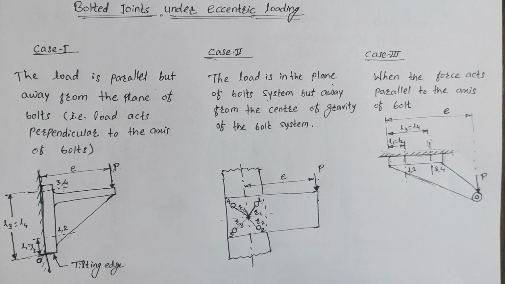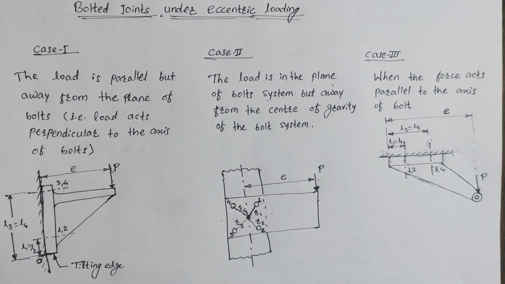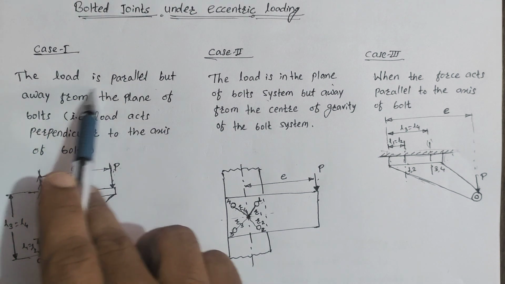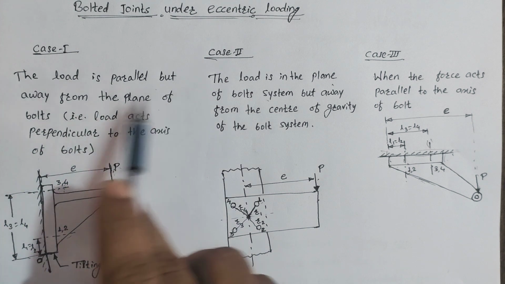Hello friends, today we'll see design of the bolted joint under the eccentric loading. So in this there are the three cases based on the type of the force acting on the bolt. Now we'll see one by one. Case 1 is the load is parallel but away from the plane of the bolt.